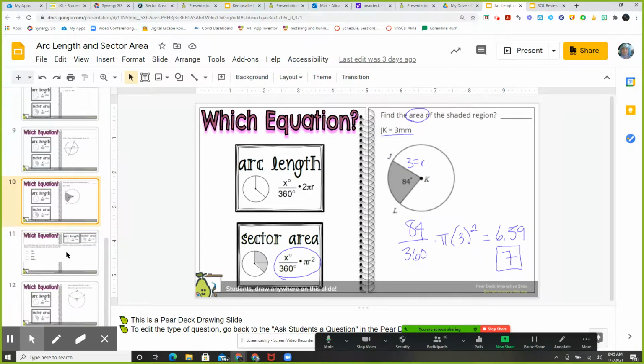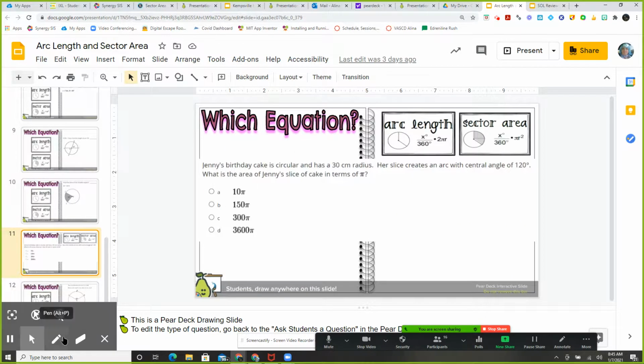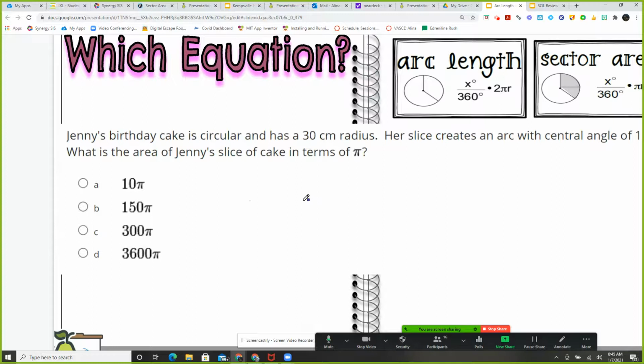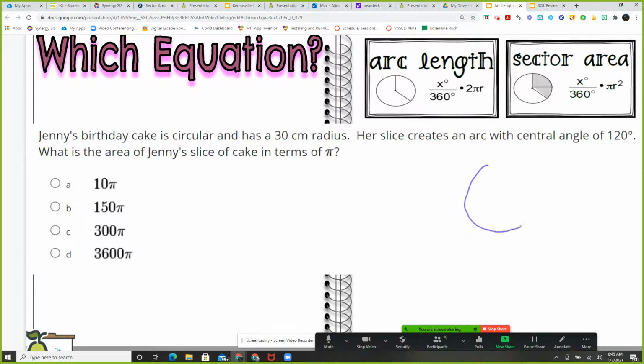Last two questions. This one changes it a little bit too. Jenny's birthday cake is circular. So there's no picture. I always like to illustrate it. And has a 30 centimeter radius. That sounds like a big cake to me. Her slice creates an arc with a central angle of 120 degrees. So that central angle is this one here, which means the outside is also 120. What is the area of Jenny's cake in terms of pi?